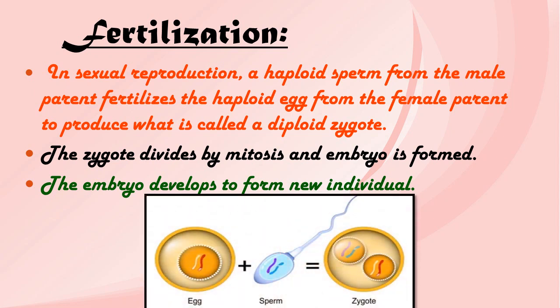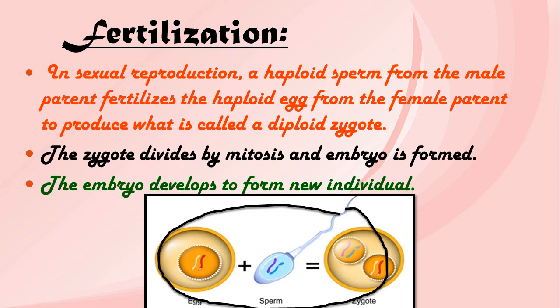Okay, so here I have shown one picture in which you can observe the egg cell being fertilized by sperm to form a diploid zygote. So this is the fertilization process.